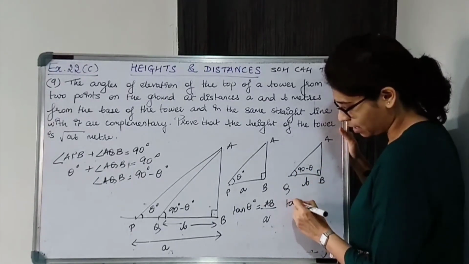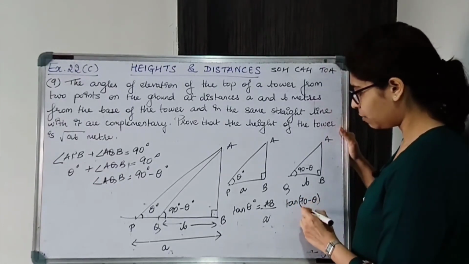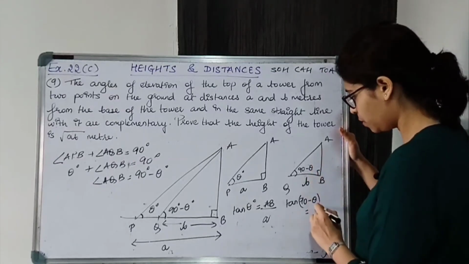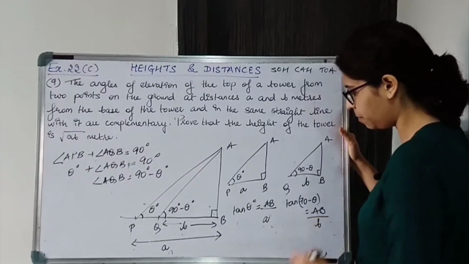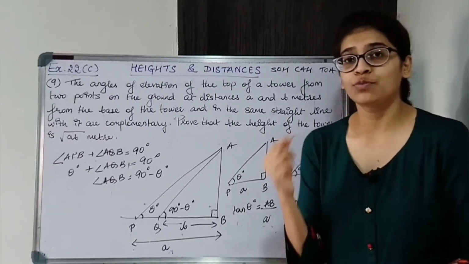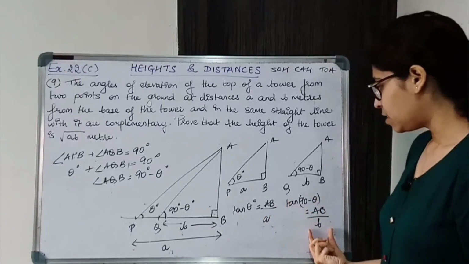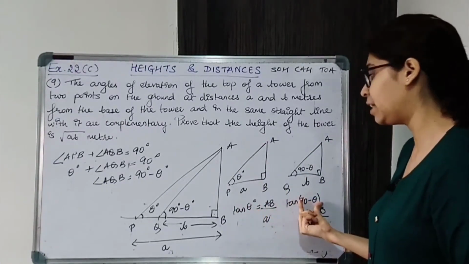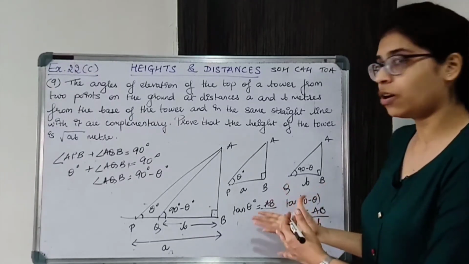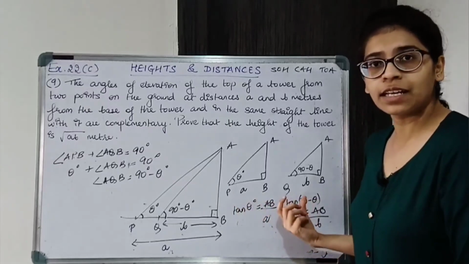So I'll take tan 90 minus theta. Okay, so that will be equal to AB upon QB, that is B. Now if you observe, tan theta is equal to this and tan 90 minus theta is equal to this. How will I relate them? Here there is theta, here there is 90 minus theta. I don't want both the angles. I don't want two different angles like this.